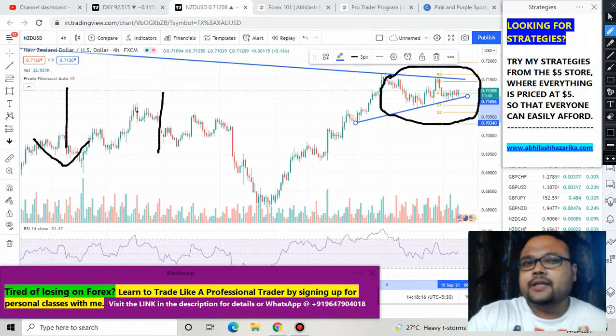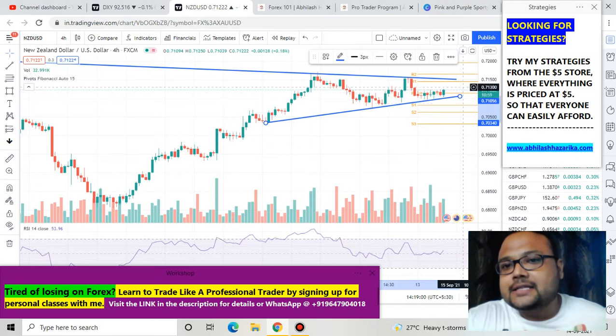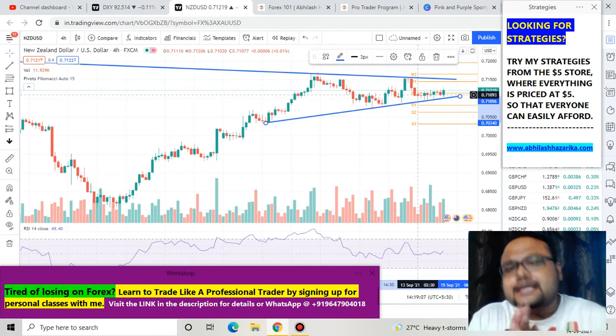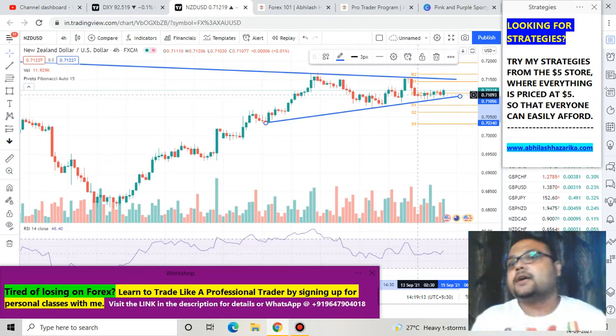So what should be the strategy? As we all know, the basic rule of the market says buy at support, sell at resistance, and right now you can clearly see that the market is standing at support. But one thing we need to focus on here is that the market is standing at support, but the market is not going up. Try to understand the market psychology here.